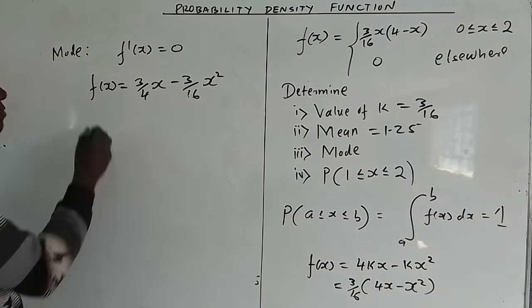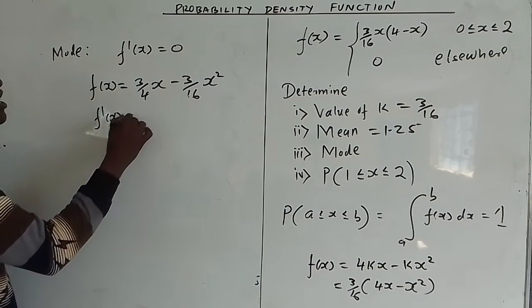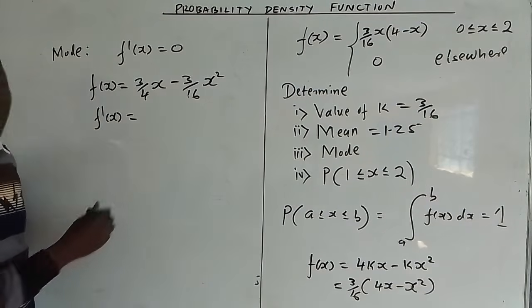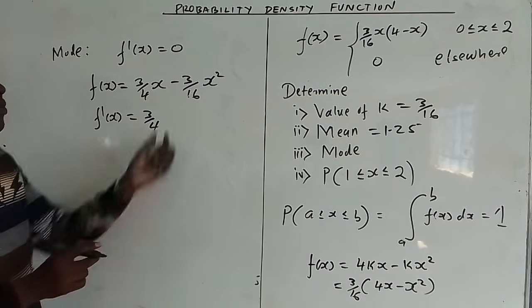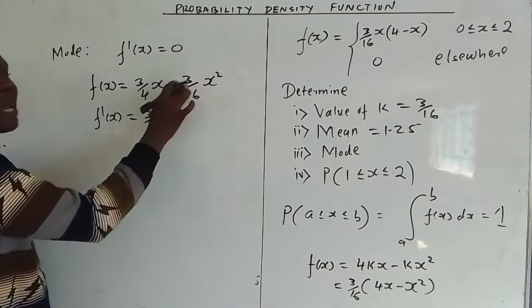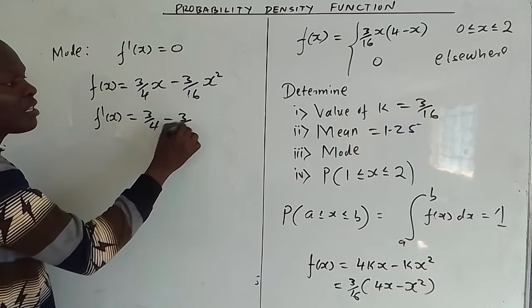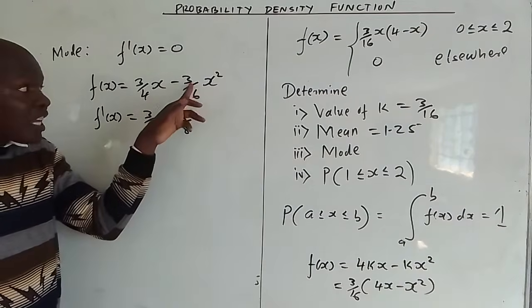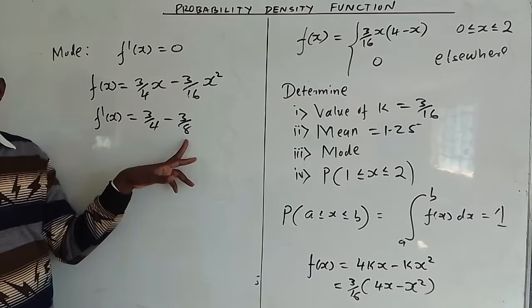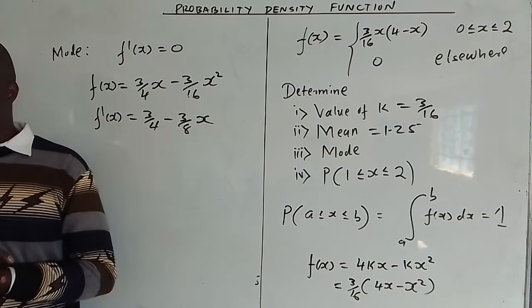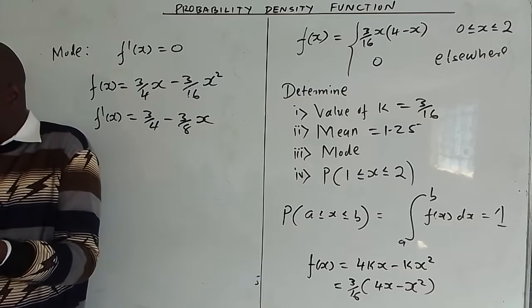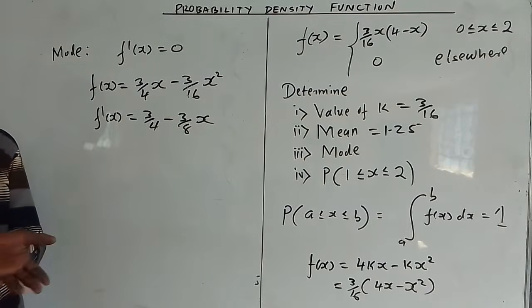Yeah. So if we differentiate it, what do we get? The derivative. If you differentiate 3 over 4 x, you remain with 3 over 4, isn't it? Then if you differentiate this, you get 2 times negative 3 over 16, so you get negative 3 over 8. Then you remain with x raised to power 1, which is just x, isn't it? See, that is differentiation. Are we together?